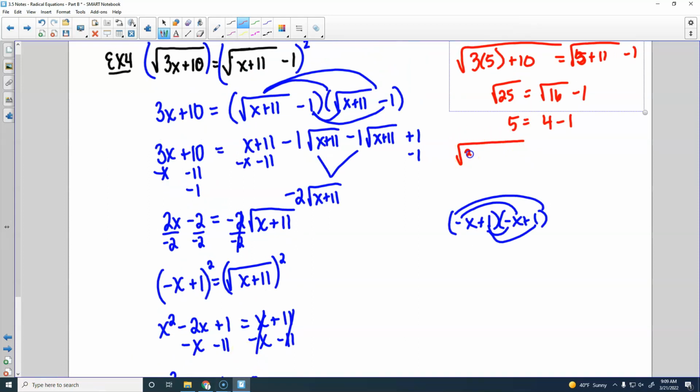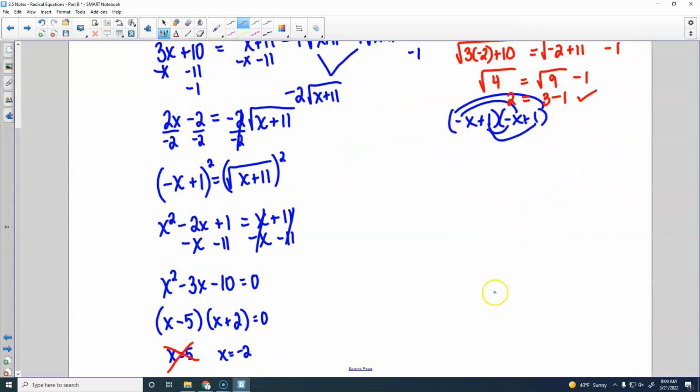Let's check -2. So I've got square root of 3 times -2 plus 10 equals the square root of -2 plus 11 minus 1. So this is going to be the square root of 4 here, and this is going to be the square root of 9 minus 1. So we get 2 equals 3 minus 1. That is true. So our only answer would be that -2 right there. So always remember to check those at the end. When you have two answers, I would say more often than not, one of them is extraneous. Although it is possible to have two answers for these. It will happen some. Questions?